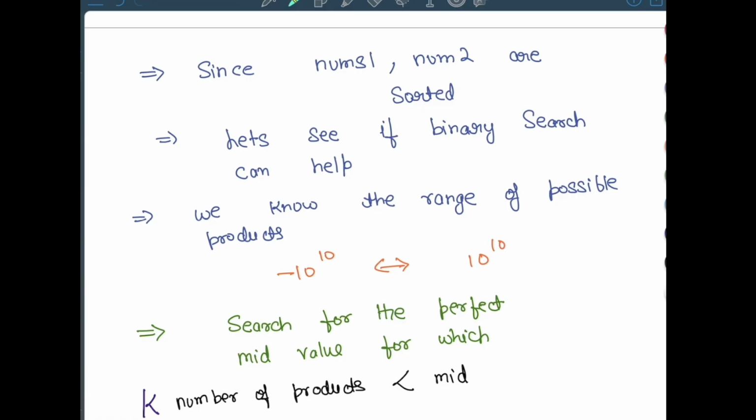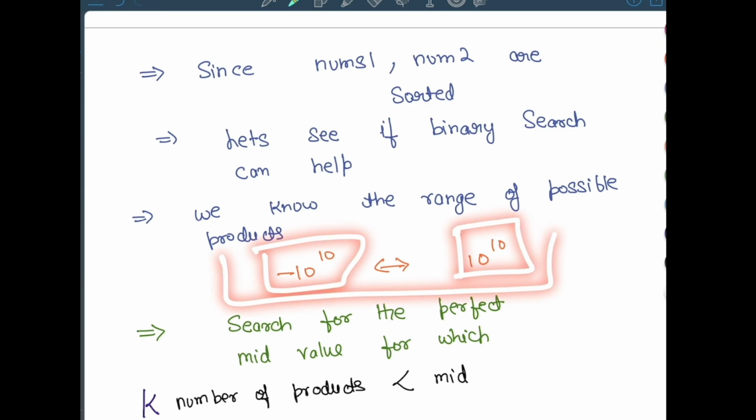Now the thing is, guys, we don't need to search in the nums1 array or nums2 array. We actually need to search in the product list, right? We need to find a product nums1 of i multiplied by nums2 of j. So we are actually dealing with a product and not the numbers in the array. And we know the range of possible products, right? It is -10 to the power 10 to 10 to the power 10.